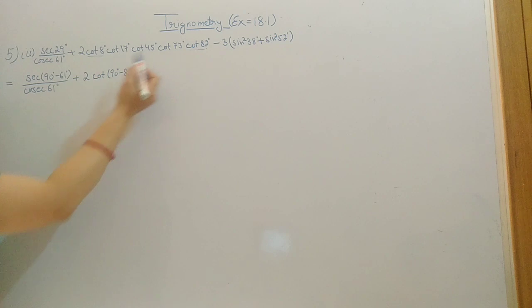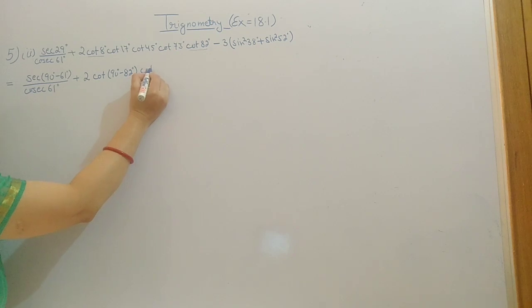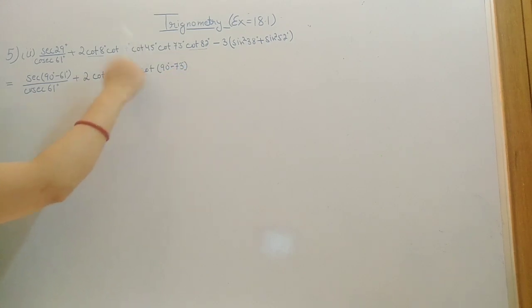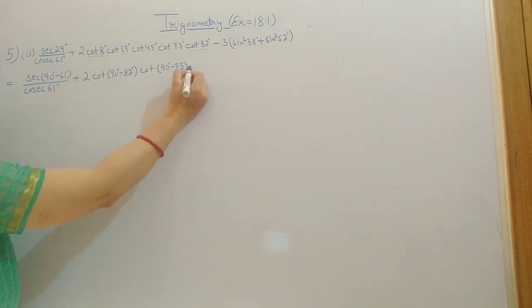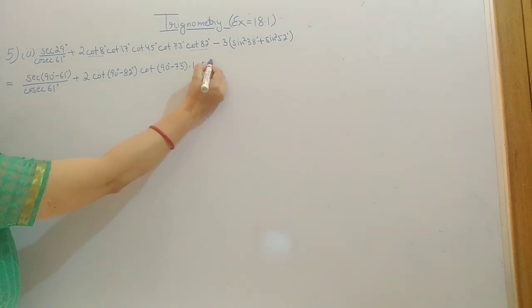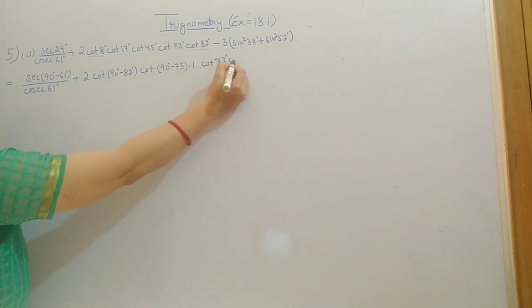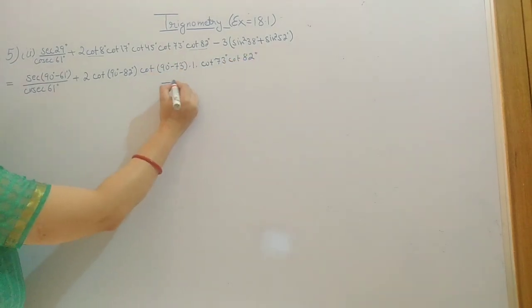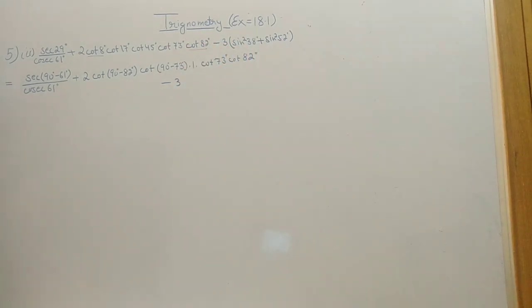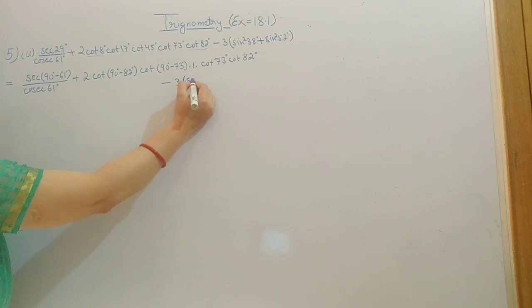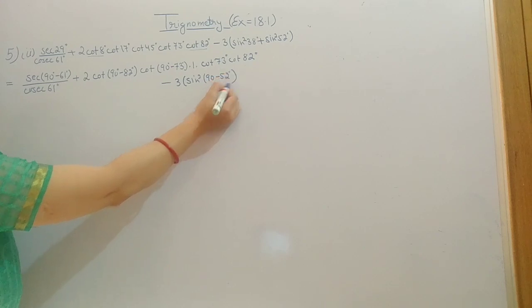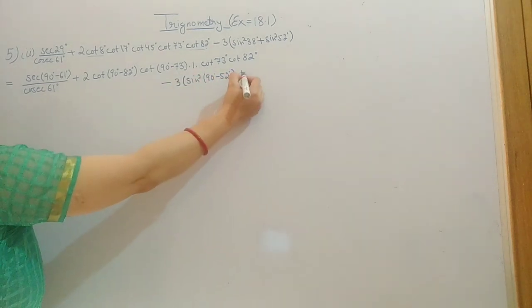Cot 17 and 73 are complementary to each other. So any one we will change from these two. Cot 17 we can write as cot (90 minus 73). And the value of cot 45 is 1. We can substitute that value as 1. This will be as it is, cot 73, cot 82. And in this last one, from these two any one we will change. So sin 38 we can write as sin (90 minus 52) plus sin square 52.